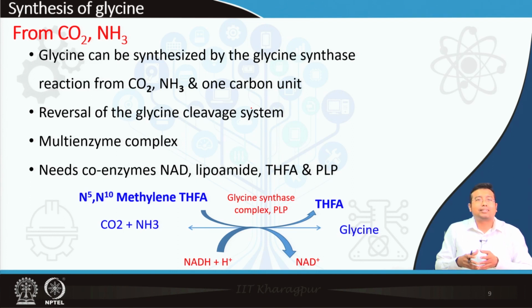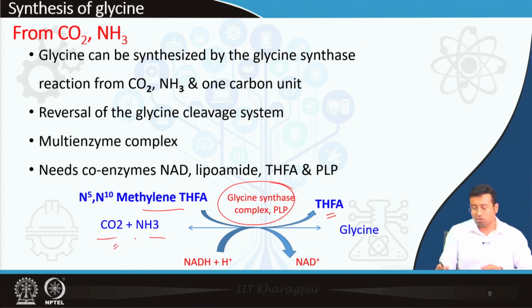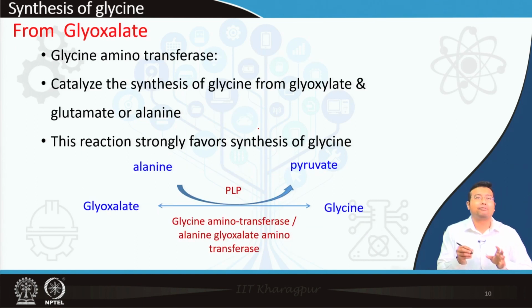Third source, that is production from carbon dioxide and ammonia, right, and another 1 carbon unit. So, how is it done? The 1 carbon unit again is donated by N5,N10 methylene tetrahydrofolic acid, which is converted to tetrahydrofolic acid. The whole enzyme system is actually the glycine synthase complex, alright, and it directly converts carbon dioxide and ammonia to glycine, alright. This is NADH dependent. So, NADH plus H plus is converted to NAD plus, it is a multi enzyme complex. This is also reversible, and the reverse process is known as the glycine cleavage system, which we will be discussing very soon, alright. So, this is the third source of glycine production, and the fourth source is from glyoxylate.